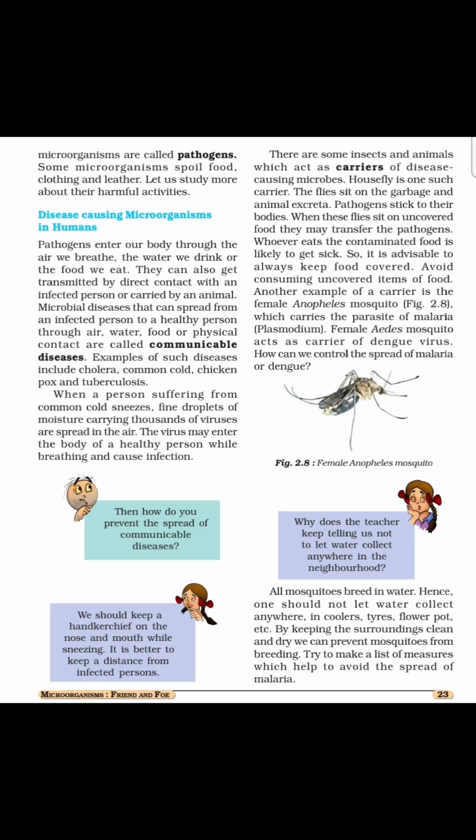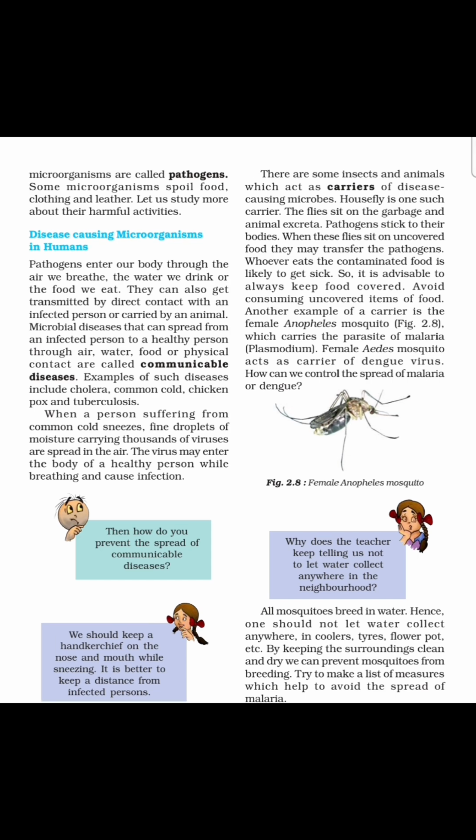These are organisms, usually insects or animals, that transmit pathogens from an infected source to a healthy one without necessarily getting sick themselves. They are like disease messengers. For example, you can see the housefly.